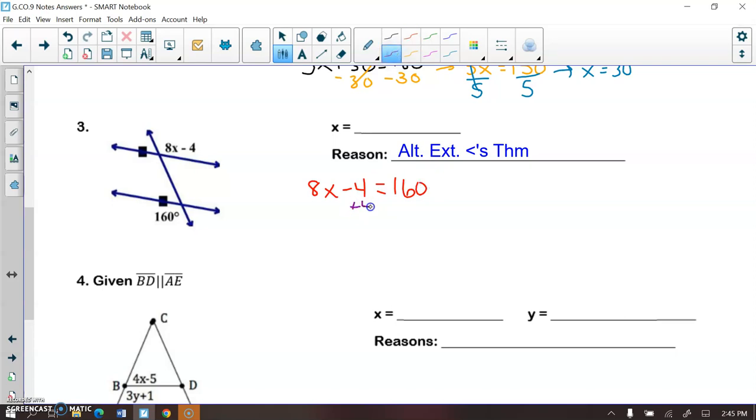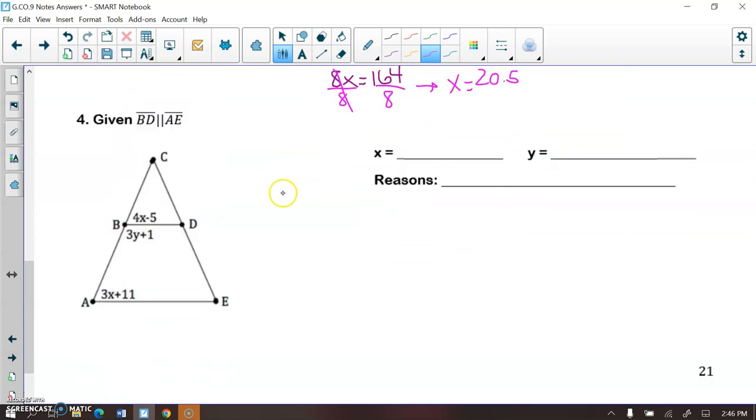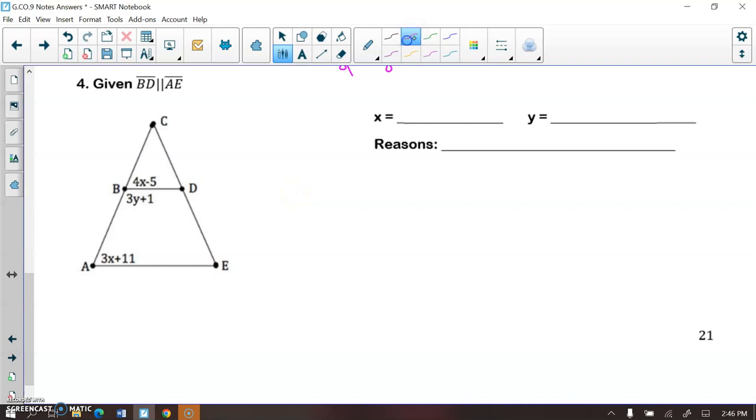So I'm first going to add 4 to both sides. I get 8x is equal to 164. And then dividing by 8 on both sides, I get x is equal to 20.5. All right, my next one, I'm given that BD and AE are parallel lines.